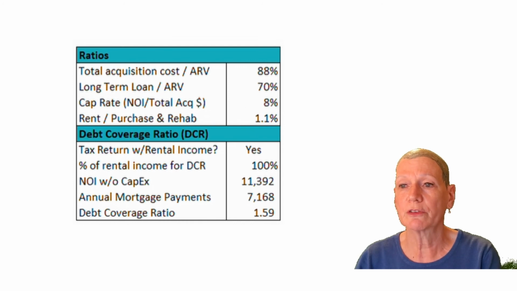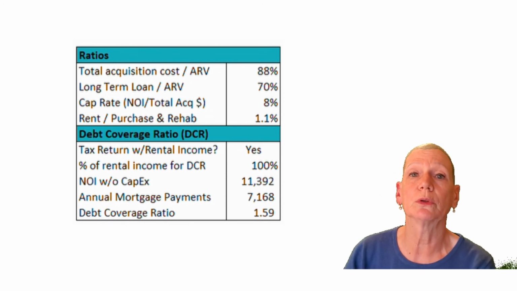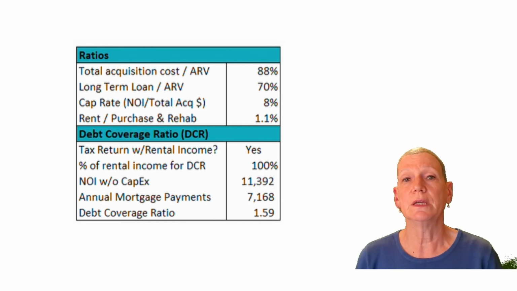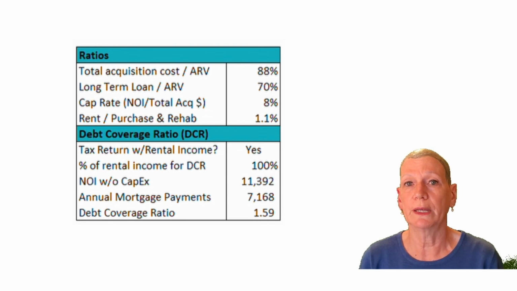The cap rate is a measure of return on investment that some investors like to use. It's the net operating income divided by the total acquisition cost. And then we also have the rent ratio. This is the monthly rent divided by the total amount for the purchase and rehab. This is what you hear about when people talk about the 1% rule. What they're saying there is that the total monthly rent should be at least 1% of the total cost of the purchase and rehab.